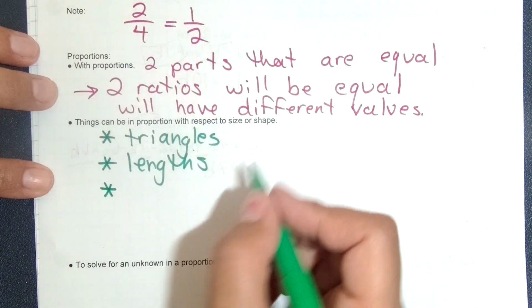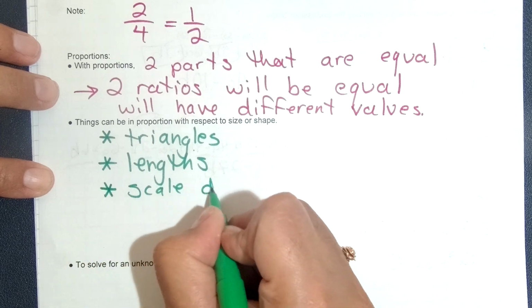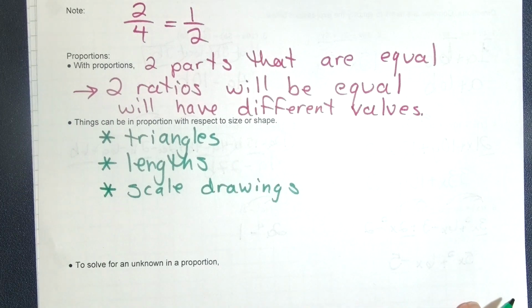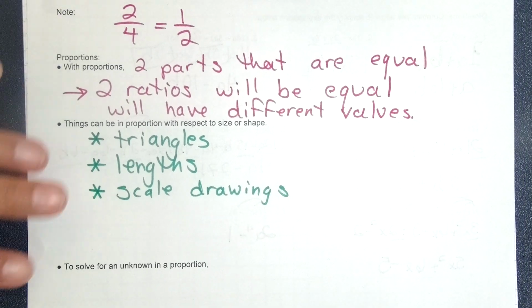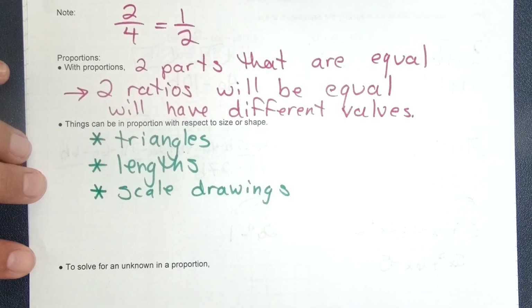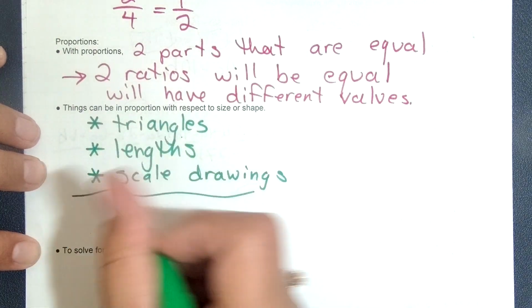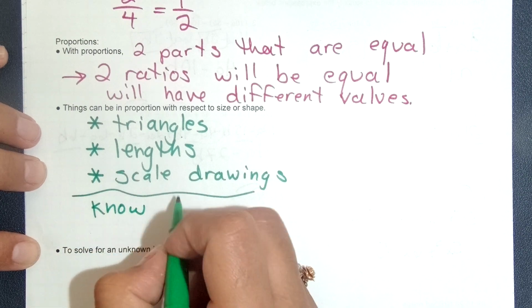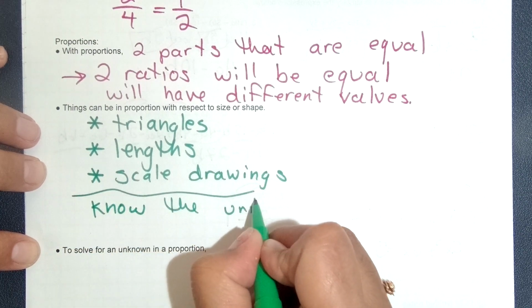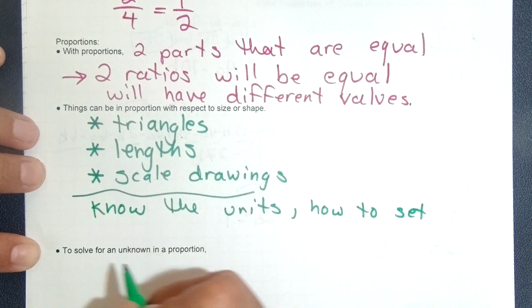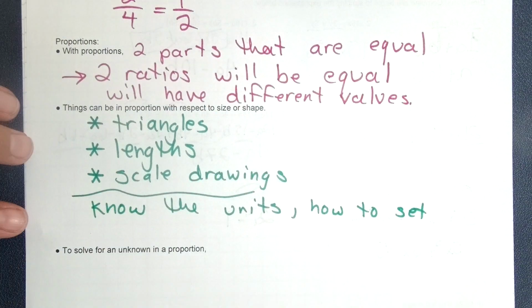This can also include scale drawings. There are going to be a bunch of those questions also. It'll say the ratio for this scale is this. What is its area? Or something like that. Okay? So you have to make sure that you know the units and how to set it up.